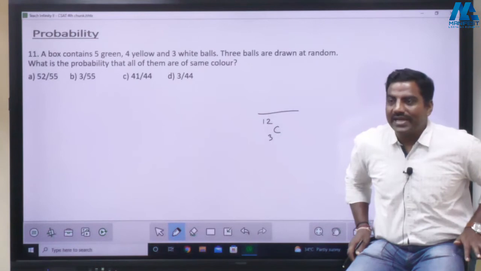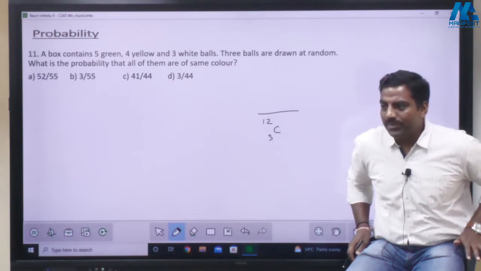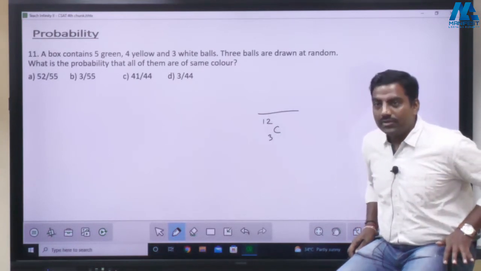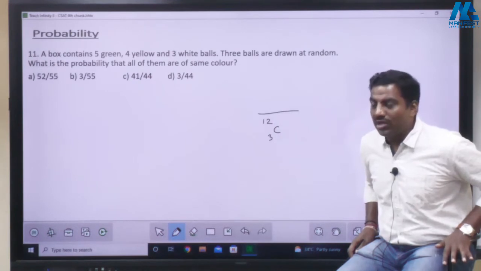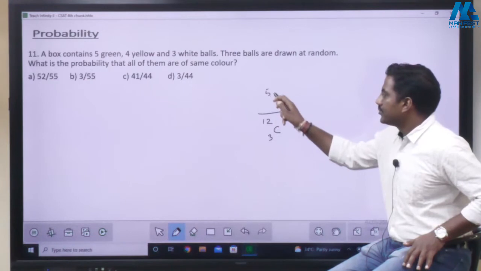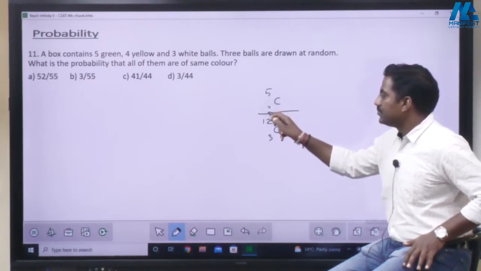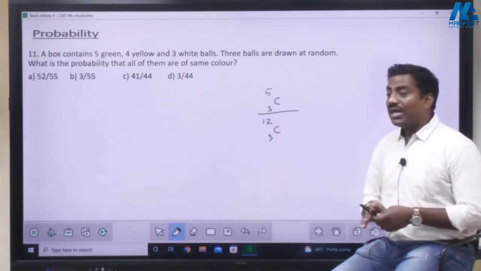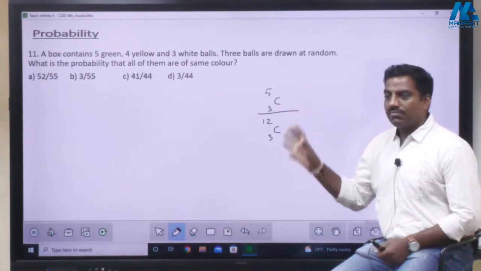Yes, it is just like our king, spade, all that thing. So there are 12 balls. We are picking up 3. That is why 12C3 in the denominator. In the numerator, the possibilities for getting a green ball is 5. Out of them, we are choosing 3. So 5C3. This is for what? When I choose 3 green balls, my event is done.